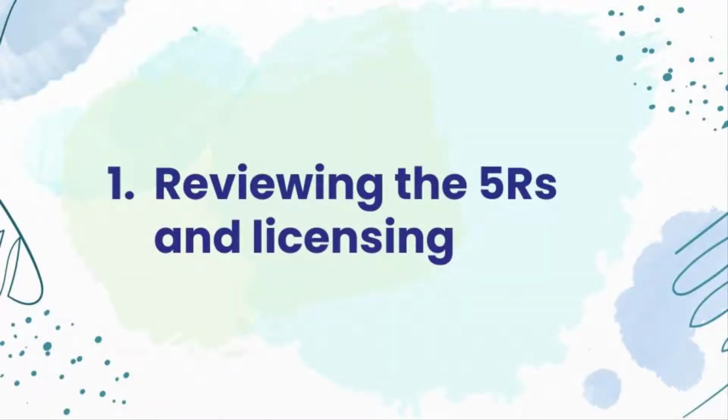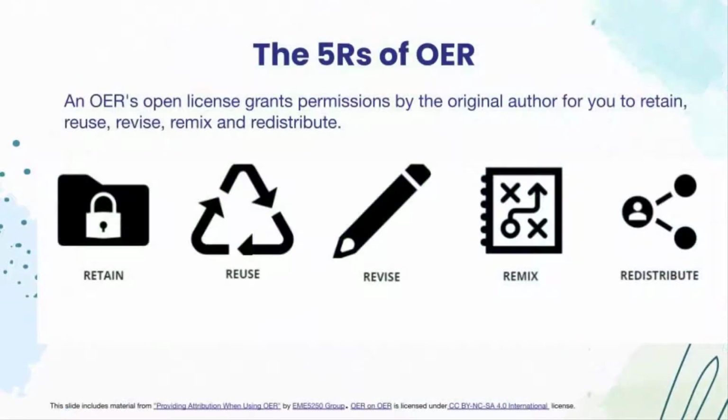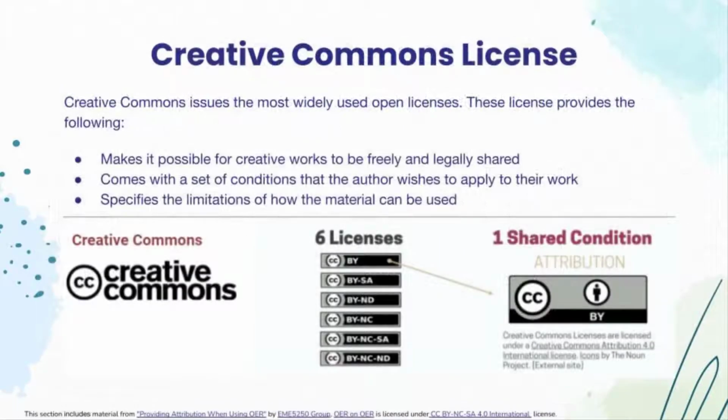Before we get to attribution statements, we will first start by reviewing the 5 R's of OER and the Creative Commons license. An OER's open license grants permissions by the original author for you to retain, reuse, revise, remix, and redistribute. All Creative Commons licenses contain an attribution by clause. This means that you must include a statement that gives credit to or attributes the creator of the work from whom you have borrowed, whether it's text, an image, a video, or other item. If you have altered the work in any way, indicate that in your attribution statement.